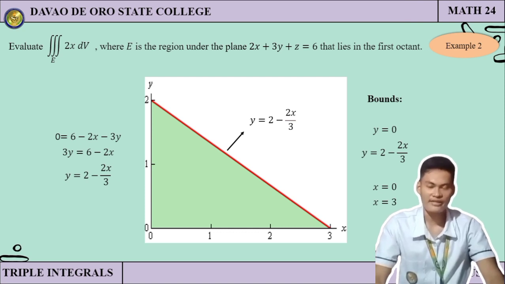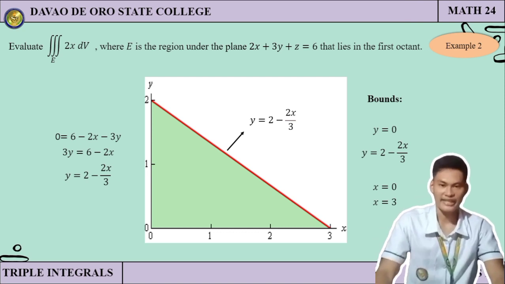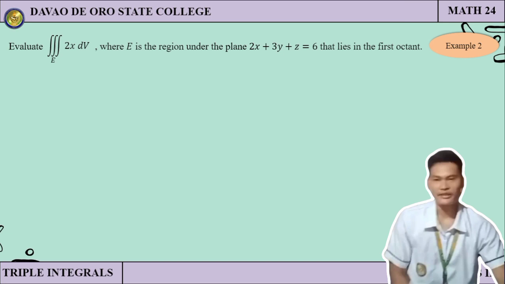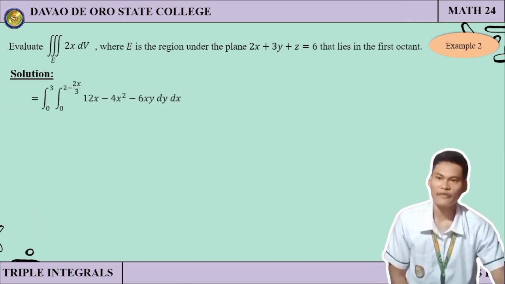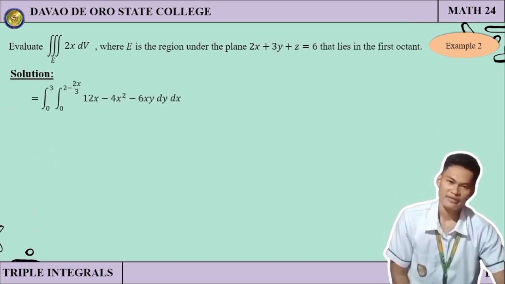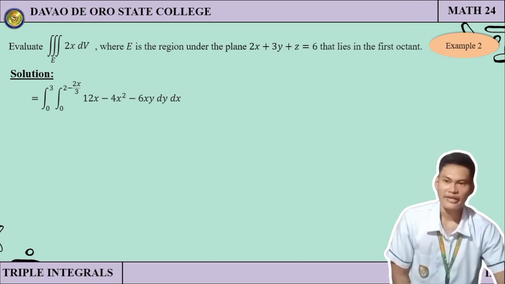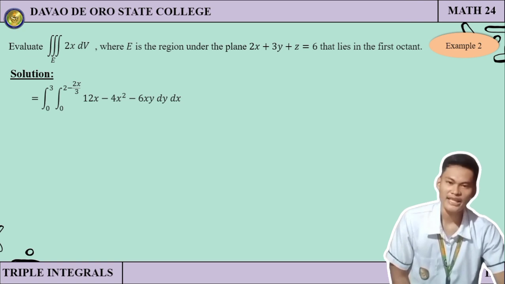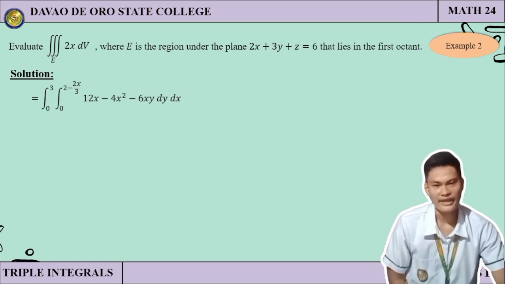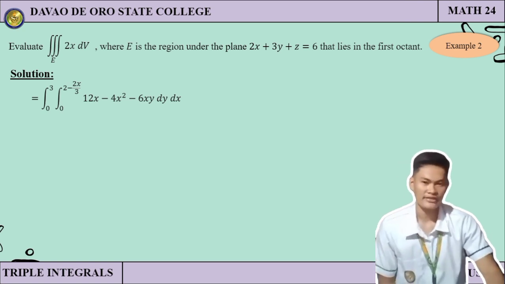And for x, the lower bound is 0 and the upper bound is x equal to 3. Let's go back to the equation. We have the double integration of 12x minus 4x squared minus 6xy dy dx, where y runs from 0 to 2 minus 2x over 3 and x runs from 0 to 3. Then apply the integration rule for the inner integration.